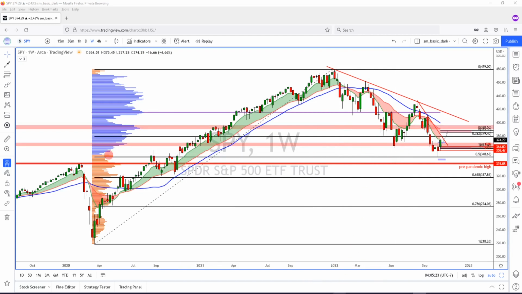In addition to that, I also drew the Fibonacci retracement from the all-time high and the pandemic low. And we see that the price a couple of weeks ago came up to the 38.2 and then got rejected, came down to the 50% and got a nice bounce. And last week, sort of in between this zone. So right now it's bouncing inside this 38.2 and 50% retracement zone.